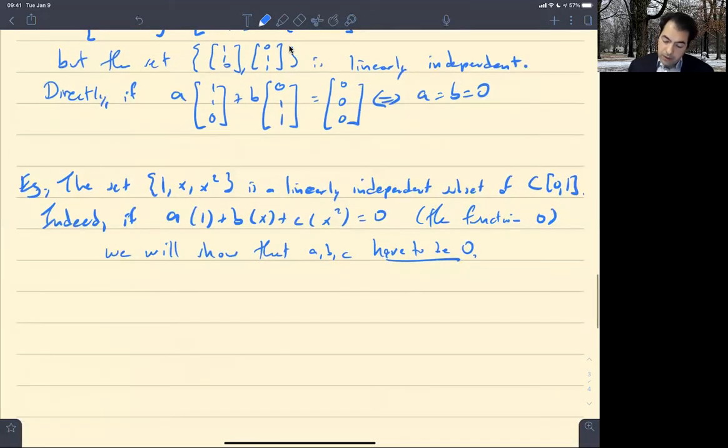Okay, but let's check that this is 0. Now, I have this function, and I know that it's equal to 0. So I know it's equal to 0 at every point. I want to show that the coefficients have to be 0. Okay, so now I'm allowed to do whatever I want to this function to try to figure out if it's equal to 0. So for example, let's evaluate at the point x equal to 0.